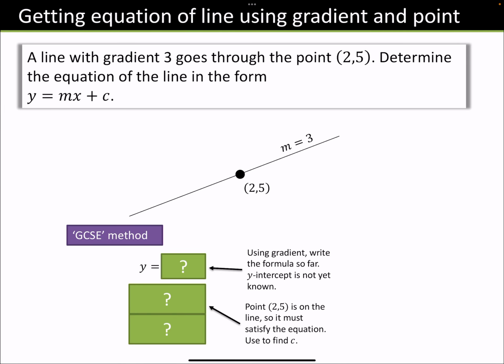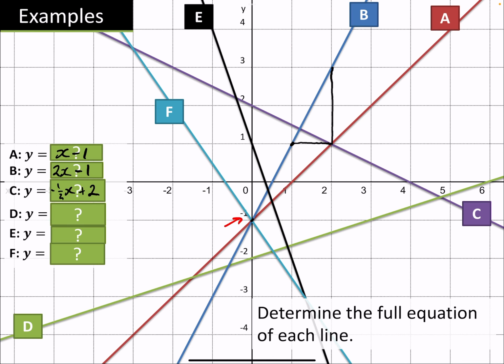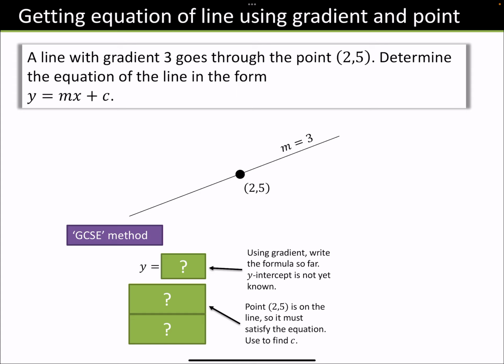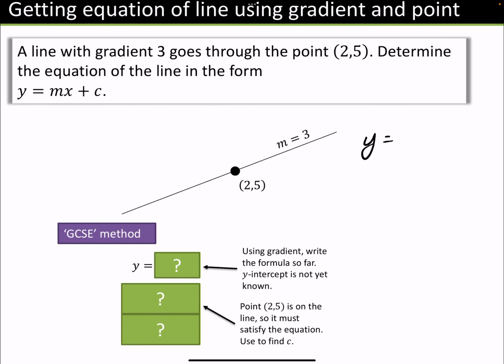Now, second thing that we're going to do, so that's fairly easy. We obtain the gradient, we obtain the y-intercept, okay? But what if we've got a question like this? A line with gradient 3 goes through the point 2,5. Determine the equation of a line in that form. So what we're going to do here is, obviously if the gradient is 3, then we can start with y equals 3x plus something, okay?